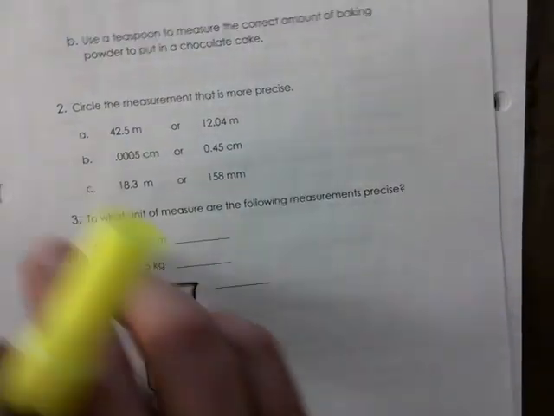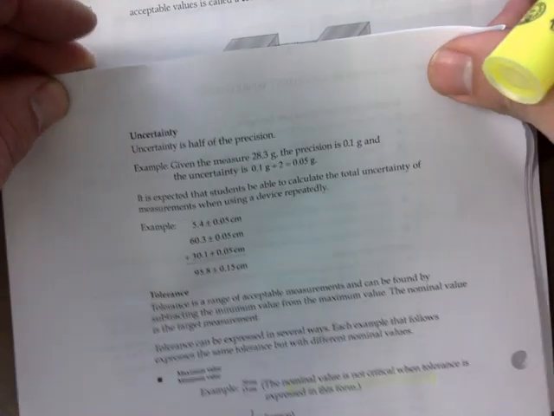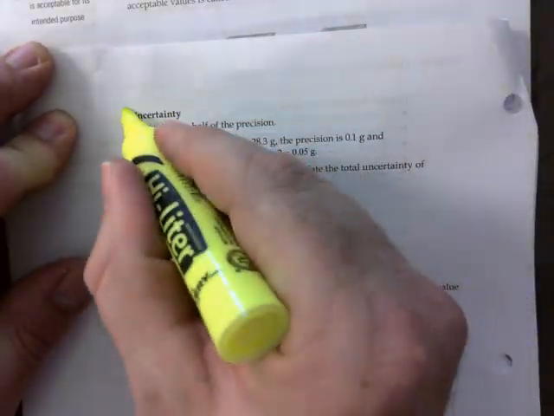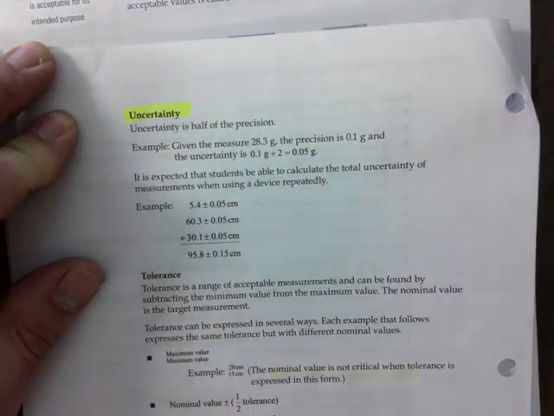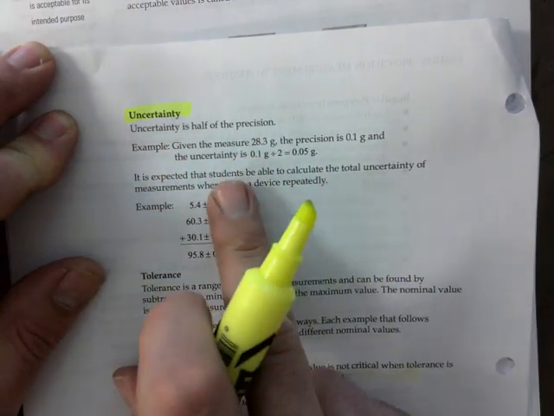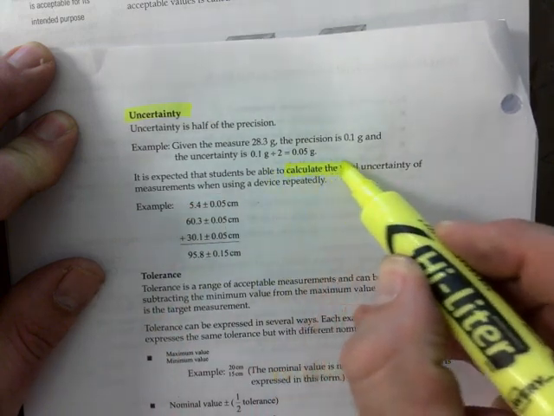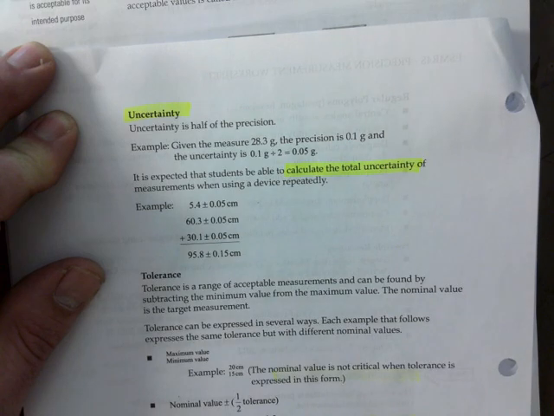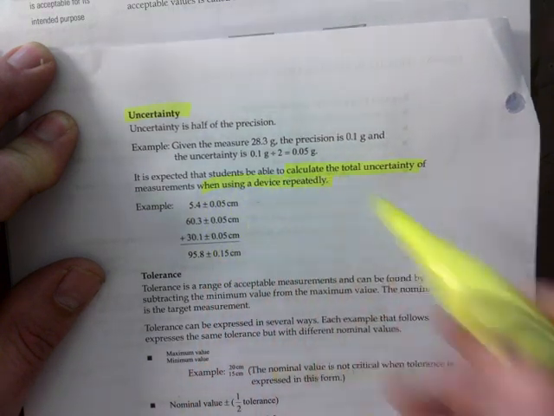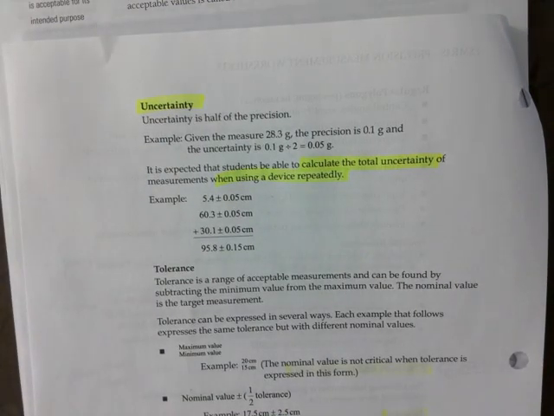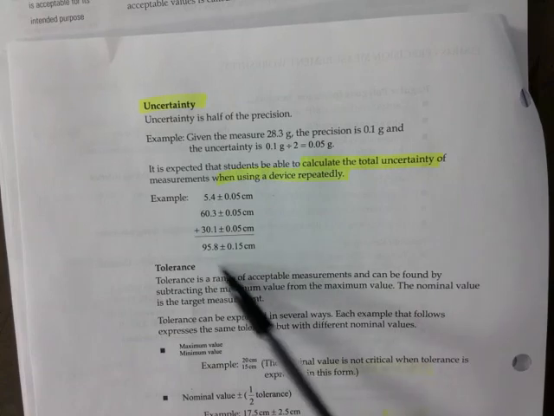And then if you flip to the back side of that front page, it reviews what uncertainty is and combined uncertainty as well. This is your workbook, right? Uncertainty is half the precision. It is expected that students are able to calculate, right? You're supposed to calculate the total uncertainty when using a device repeatedly, right? Or when making cuts and so forth. So there's an example of how that would work.